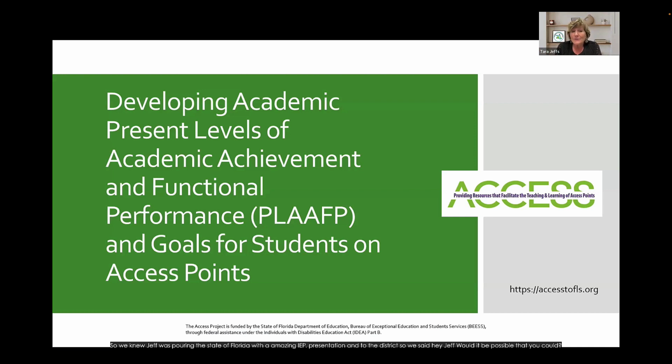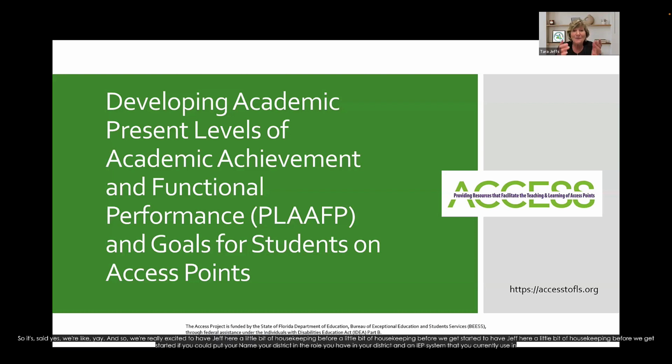So we knew Jeff was touring the state of Florida with an amazing IEP presentation to the districts. So we said, hey, Jeff, would it be possible that you could show our folks and take a closer look at the IEP, understand the components of it and the role of AT or assistive technology? So he said yes. We're like, yay. And so we're really excited to have Jeff here.